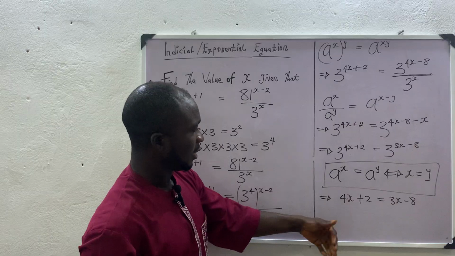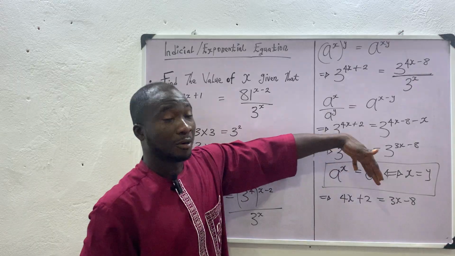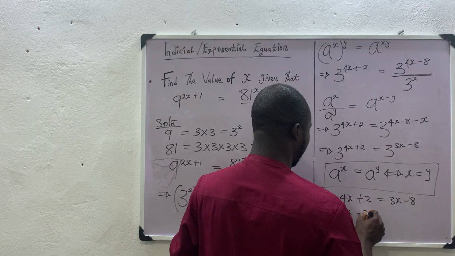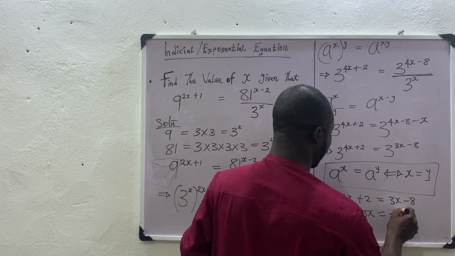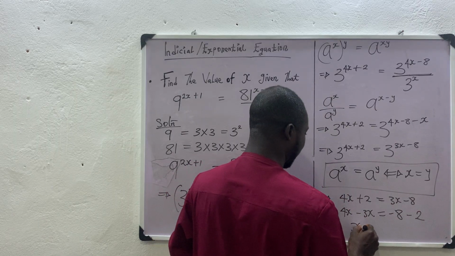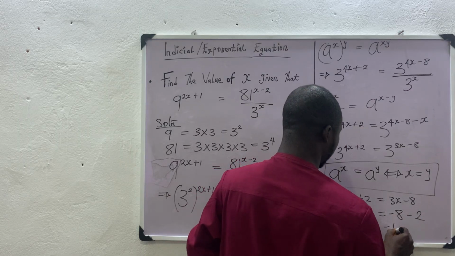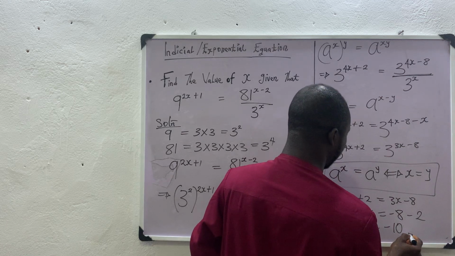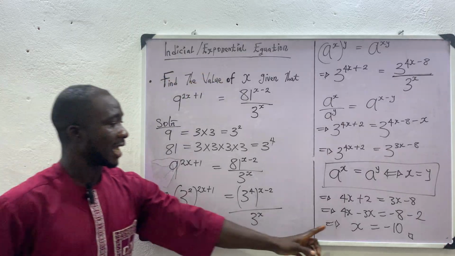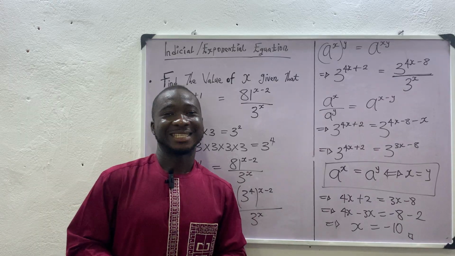At this junction, if we subtract 3x from both sides of the equation, and at the same time also subtract 2 from both sides of the equation, we then have that 4x minus 3x will be the same thing as minus 8 minus 2. This will imply that 4x minus 3x is x, so x will be the same thing as minus 8 minus 2, which is minus 10. What it means is that the value of x that satisfies this given initial equation is x equals minus 10. Keep practicing and see you in the next lesson.